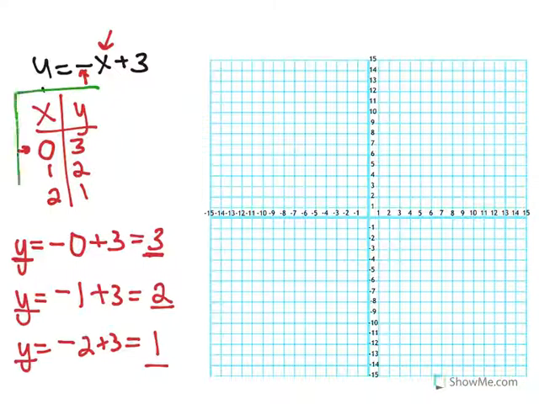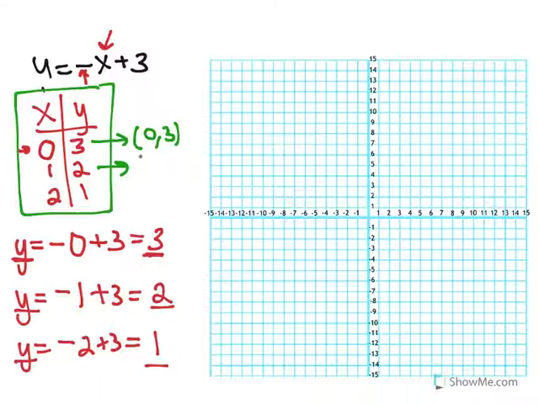Now that I have this table, I can just go ahead and graph the coordinate points. The coordinate point from this first row is 0, 3. Then we have 1, 2, and 2, 1. So on this coordinate plane, I'm going to go ahead and graph these 3 points. I've got 0, 3. So we'll go ahead and graph a point right there. Then we've got 1, 2.